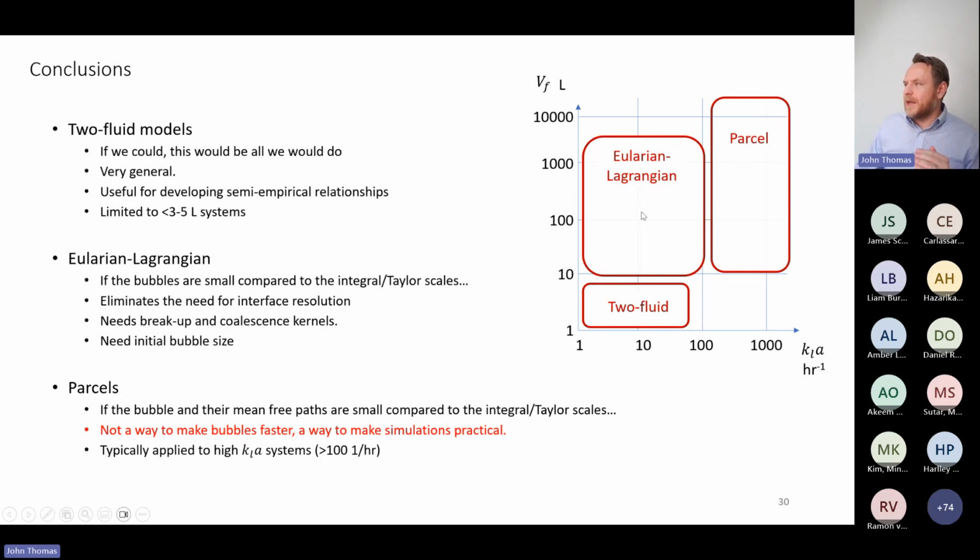It's more like my Eulerian Lagrangian approach, I can't fit on my machine anymore. This has become an untenable simulation for particle count size. Then you go to parcels. Parcels don't buttress particles. Parcels bail particles out when you get too many of them, as a consequence, simply applied to high KLA systems. So this is kind of the landscape here.